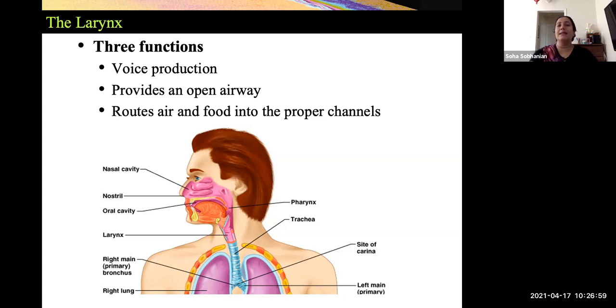It also has the capacity to separate the route of food versus air using this little flap, and I'll show you in just a second, that is called the epiglottis. We have heard of it before when we talked about the cartilage tissue, but now we're going to take a look at it in a little bit more detail in terms of function.